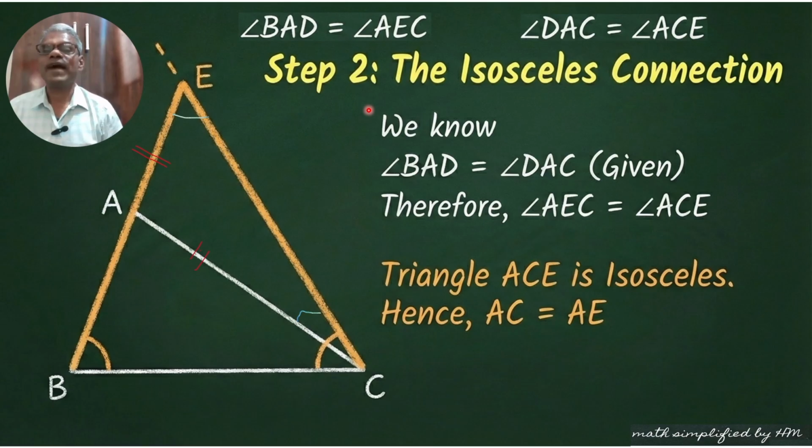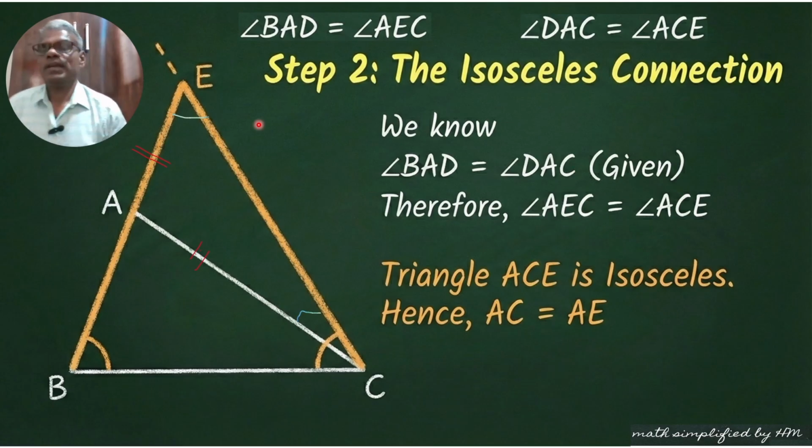Now we find the isosceles connection in our diagram. We have shown that angle BAD is equal to angle AEC and angle DAC is equal to angle ACE, and angle BAD is equal to angle DAC is given in the theorem statement. As this forms the left sides of these equations, it clearly indicates that angle AEC is equal to angle ACE.